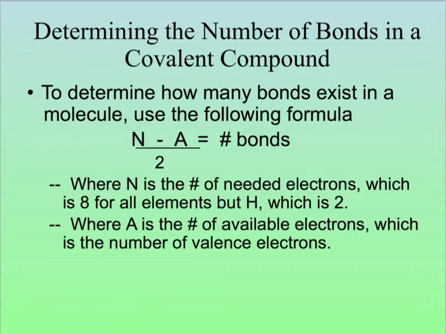Now in this formula, N is the number of needed electrons. And for all elements, it is 8, except for hydrogen, which only has 2. A is the number of available electrons, which is the number of valence electrons. Valence electrons are all an element has, and N is what it needs, which in most cases is going to be 8.